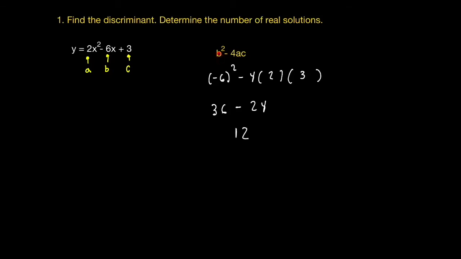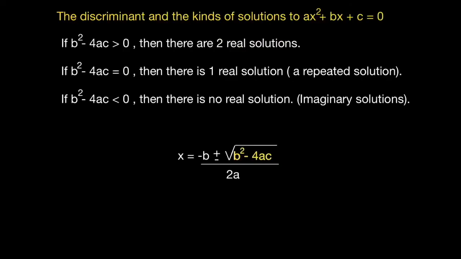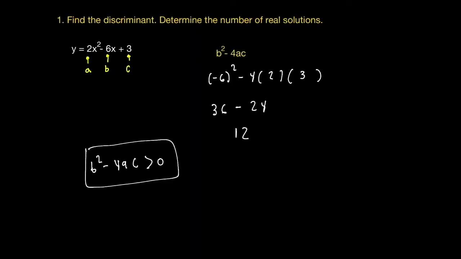So we're in a scenario where b squared minus 4ac is bigger than 0, right? The 12 is bigger than 0. Referencing our notes, we're going to see that we are in this scenario. We have two real solutions. So here we're going to say we have two real solutions.